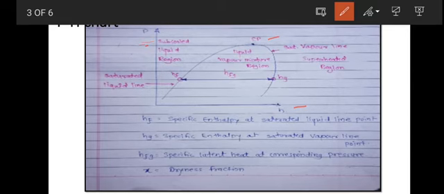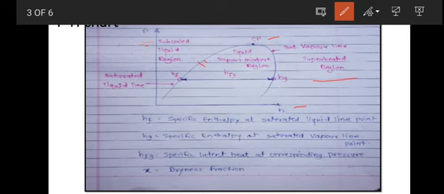The right-hand side of the saturated vapor line is indicated as the superheated region. That means whatever vapor is available is directly in superheated form, that is, we have increased the temperature of that vapor. That's why we indicate it as a superheated region. The saturated vapor line indicates dry vapor, that means 100% vapor is available. The left-hand side line of the critical point is the saturated liquid line, which indicates 100% liquid is available.